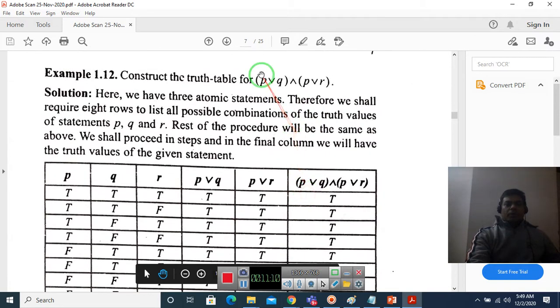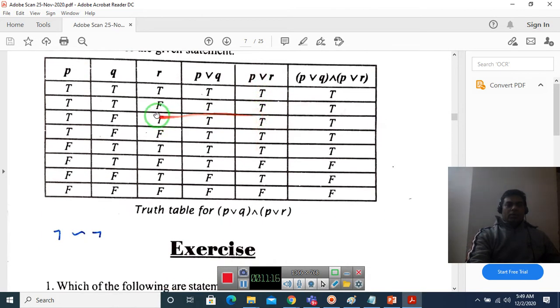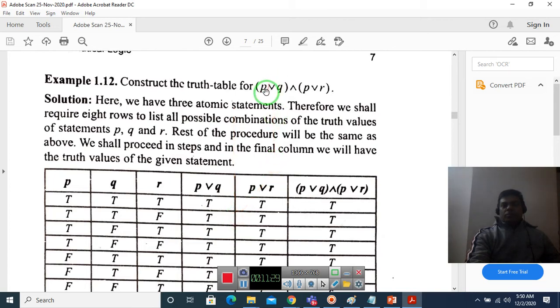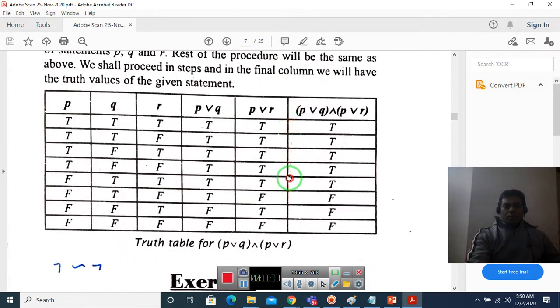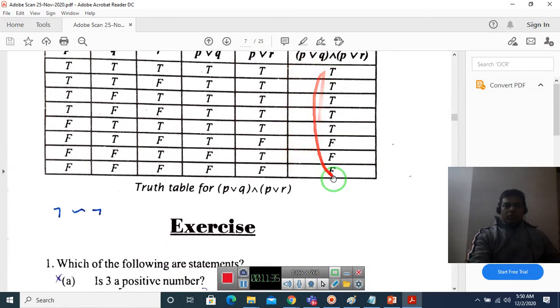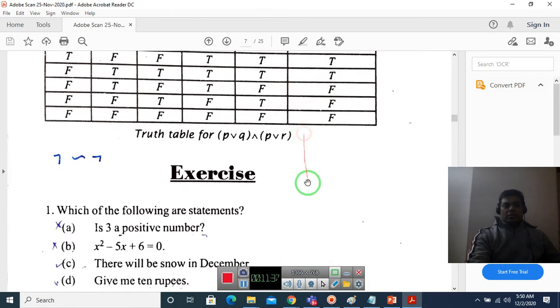This is for P, Q, R: total 2 to the power 3, that is 8, possible combinations. In the 8 possible combinations we make the pattern like this: true, false, alternating; then two true, two false; then four true, four false. And we should find the values P ∧ Q, P ∧ R, then Q ∧ R, the conjunctions, and then we get this type of result.